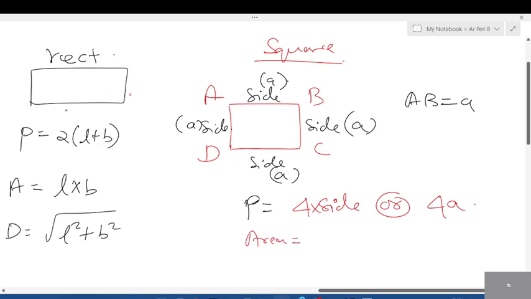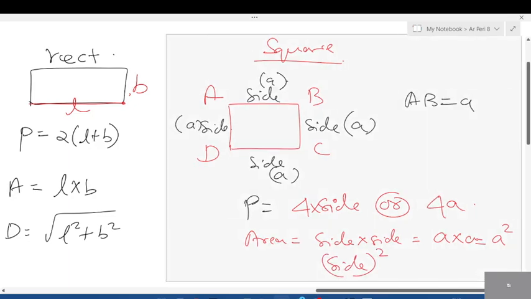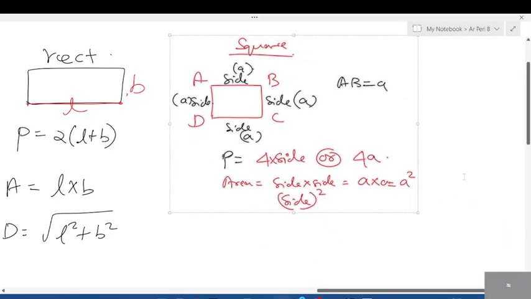Next, area. For area of a rectangle, what did we do? Didn't we multiply two adjacent sides? Even here, let us multiply two adjacent sides. So one side into side. What is side into side? A into A is A square, or you can write it as side square. Don't write, students. Let me explain all the formulas, I'll give you all time. Don't take running notes. Area is done.